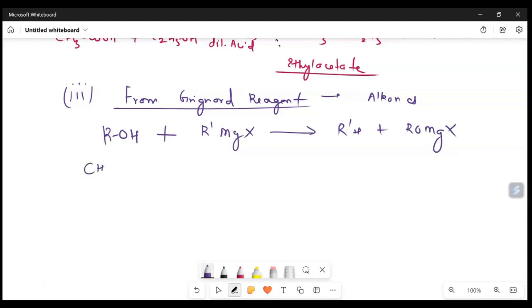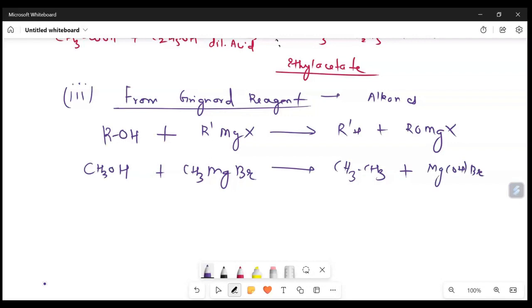Let's go with the example. CH3OH reacts with CH3MgCl or MgBr to give, what will be the formation? Both will be attached, right? So CH4 plus CH3OMgBr. Okay, this will be the reaction.